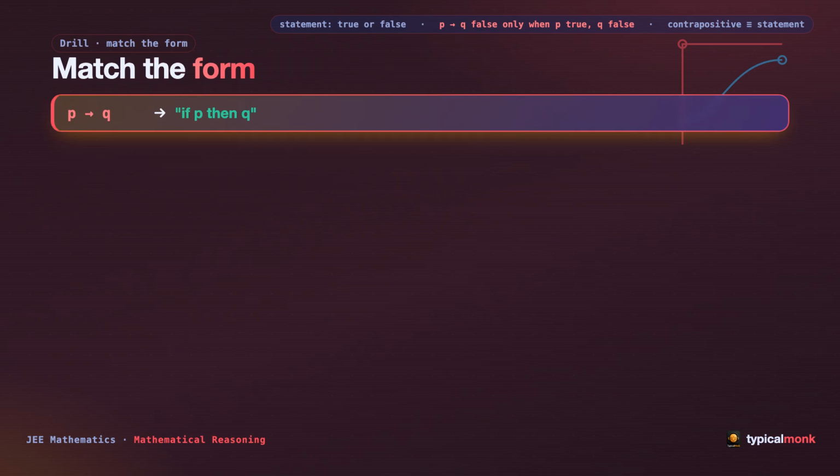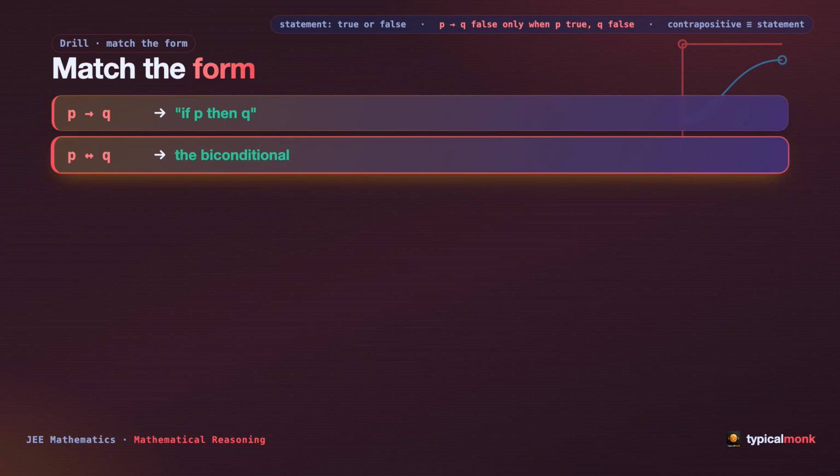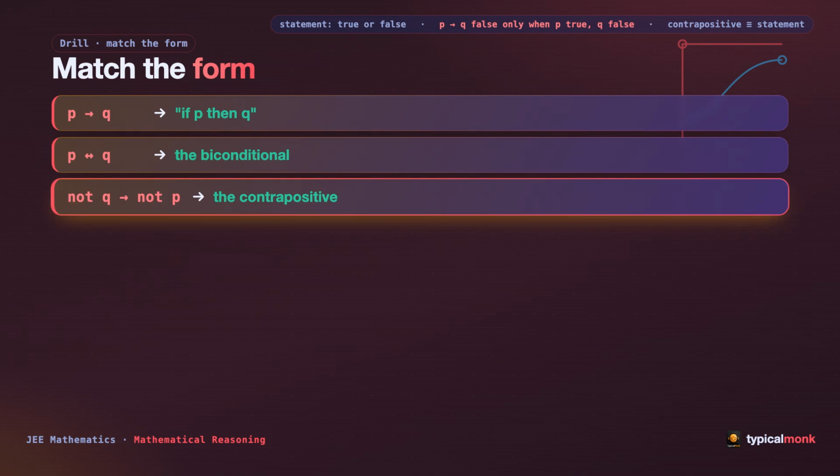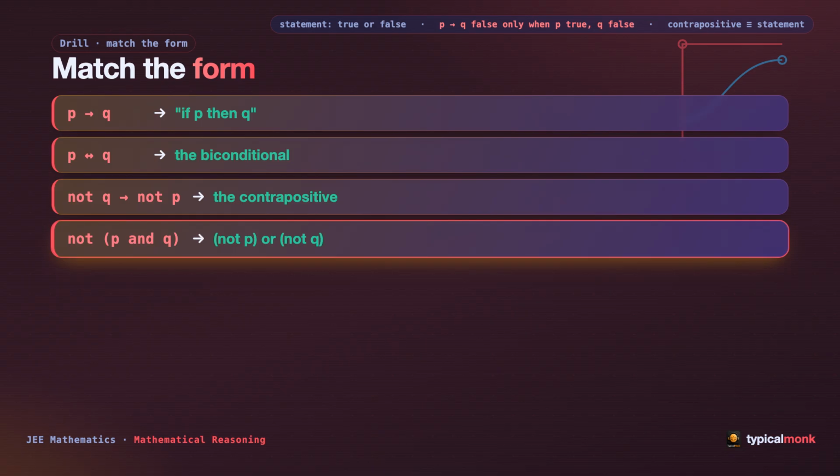Now match each form to its meaning. P implies Q goes to if P then Q. P if and only if Q goes to the biconditional. Not Q implies not P goes to the contrapositive. And not of P and Q goes to not P or not Q by De Morgan. Four pairs, each worth memorizing.